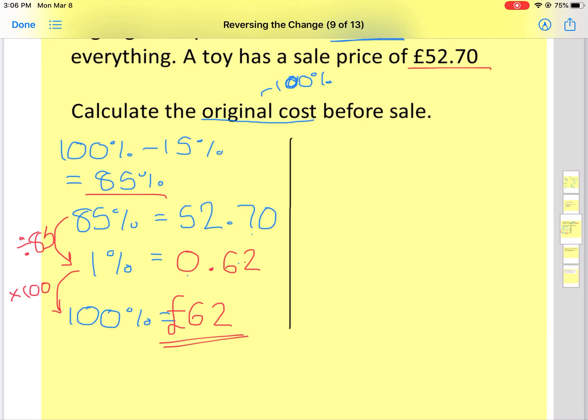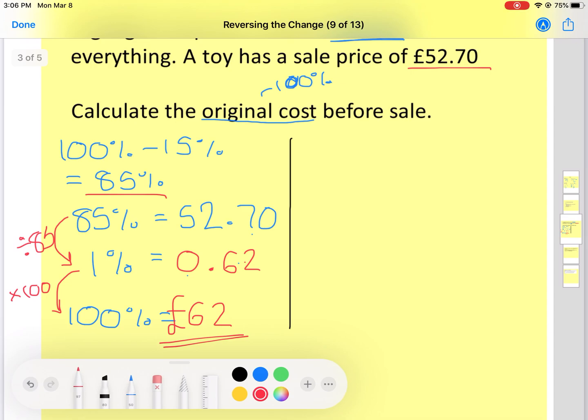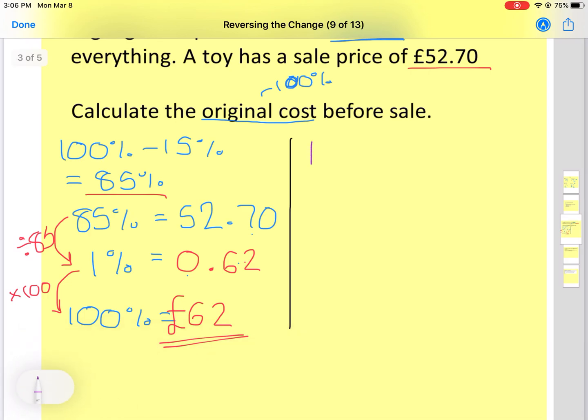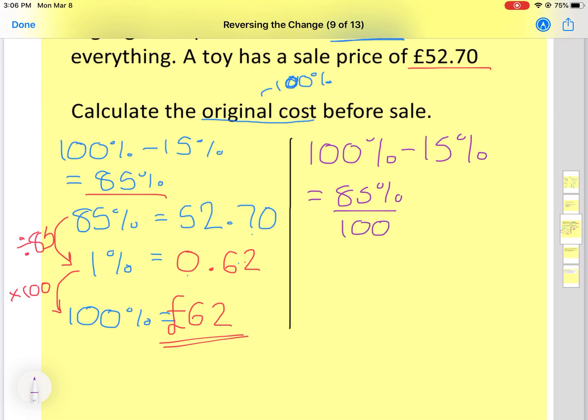You can work this out as well. You could do your 15% of 62 and take it off and make sure you do get the £52.70, but that's our process for finding that. Okay. The other method that we could use is this one here. So we start it off the same by saying 100%, we've taken away 15 since it's in a sale, so we're left with 85%. What I'm going to do now is divide that by 100 to get 0.85.